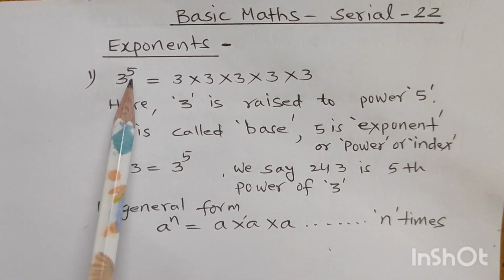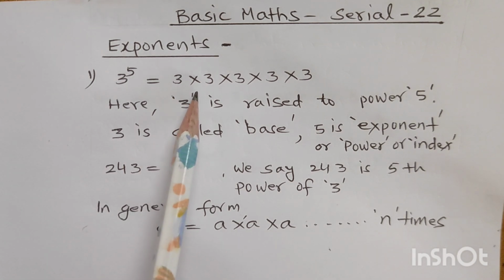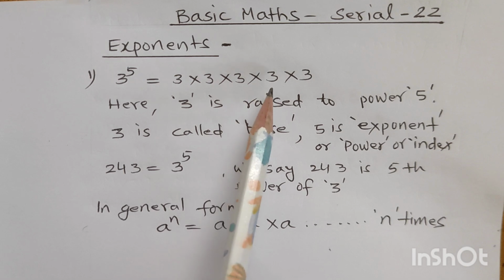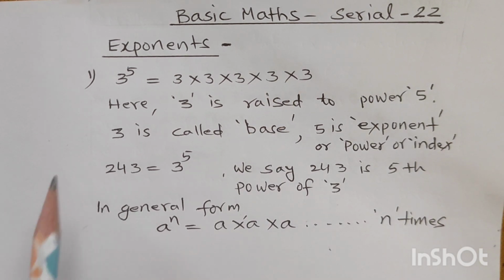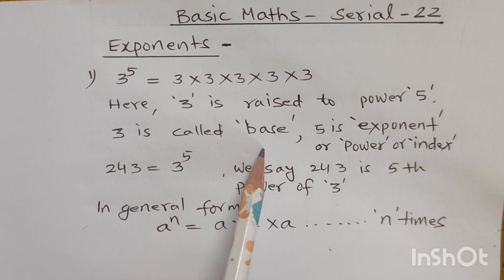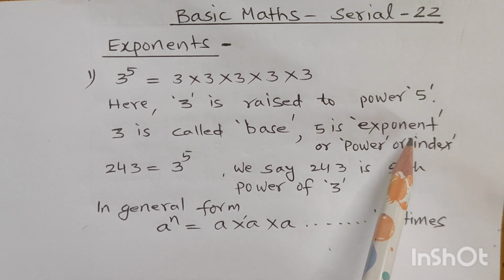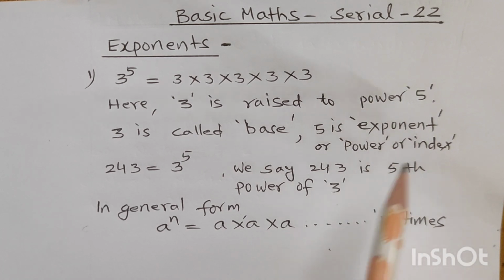Three raised to the power 5. 3 multiplied 5 times: 3 into 3 into 3 into 3 into 3. 3 is called the base, and 5 is called the exponent or power or index.